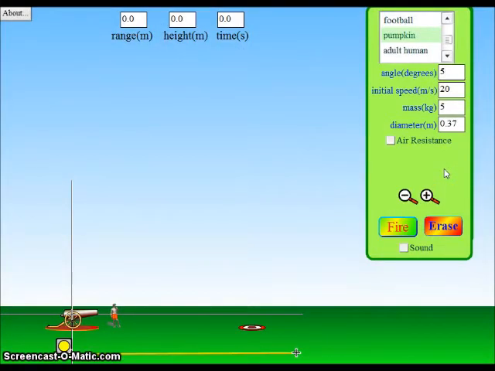Part 1. Variations on the angle. This is the PHET simulation, and we are starting at 5 degrees and increasing in 5 degree increments to 90 degrees. The initial speed is 20 meters per second, and we will be firing a 5 kilogram pumpkin.